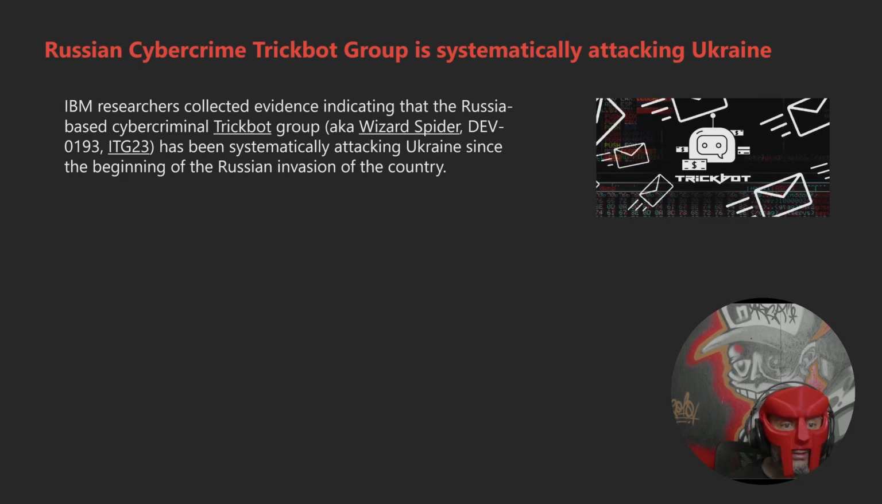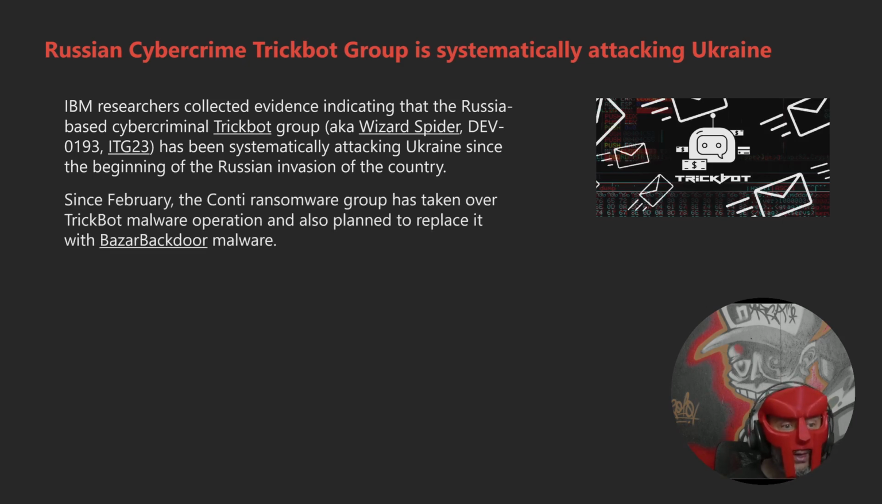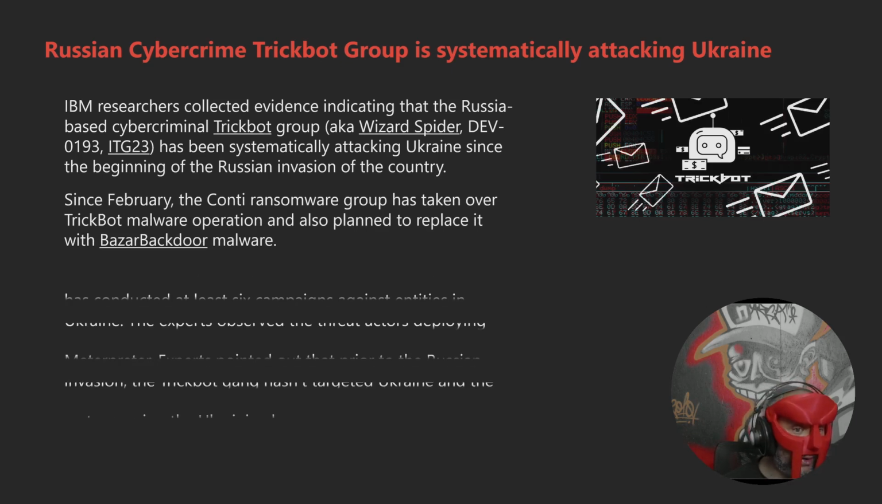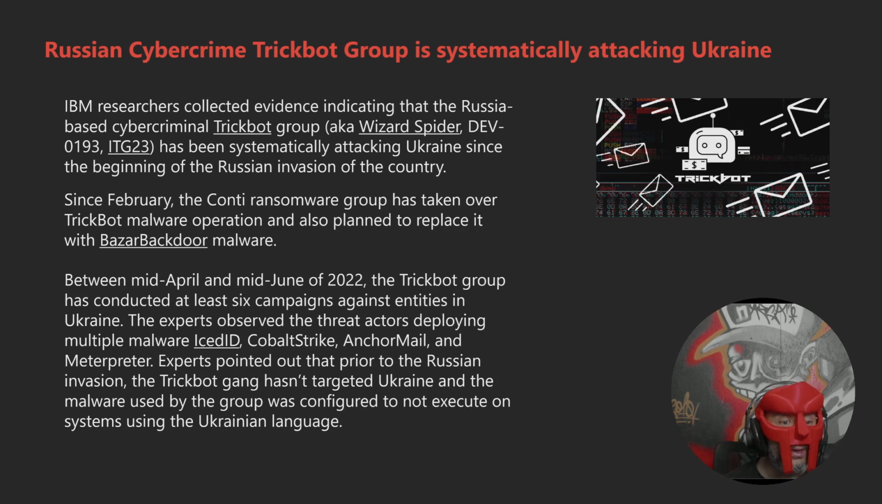IBM researchers collected evidence indicating that the Russia-based cybercriminal Trickbot Group, aka Wizard Spider, aka Dev-0193, aka ITG23, has been systematically attacking Ukraine since the beginning of the Russian invasion of the country. Since February, the Conti ransomware group has taken over the Trickbot malware operation and also planned to replace it with BazarBackdoor malware.